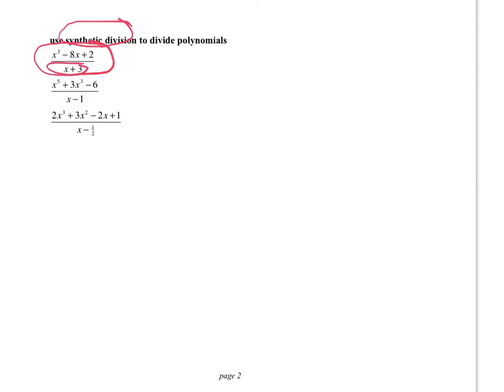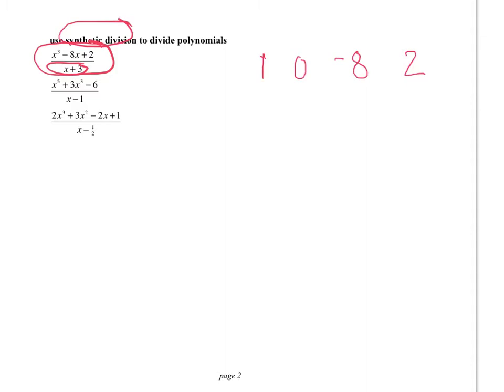So let's see what that means. The coefficients of the numerator are, for x cubed, the coefficient is 1. For the x squared term, the coefficient is 0 because that term is missing. For the x term, the coefficient is negative 8, and the constant is plus 2. So these are the only numbers that we really need. As long as we keep these numbers in the correct order, we know that the first number is the coefficient of the degree 3 term, and the second number is the coefficient of the degree 2 term, and so on.